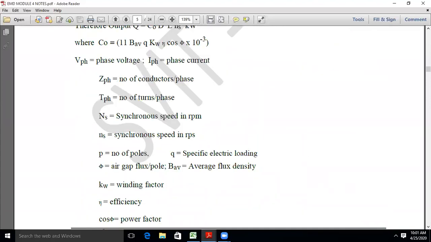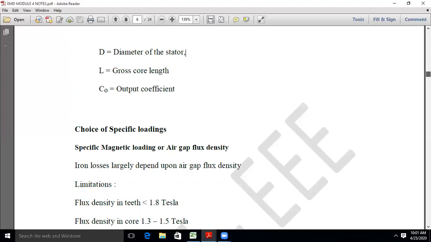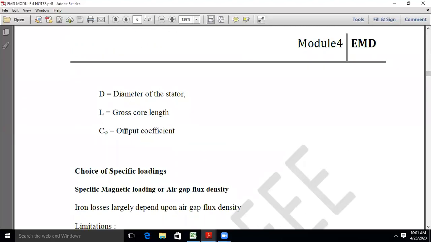Now in today's lecture, we'll discuss the remaining part. Before going to that, let us see what the different nomenclatures are. One is C naught, that is the output coefficient. L is the gross core length, and D is the diameter of the stator. Now here we need to consider the choice of specific loadings.